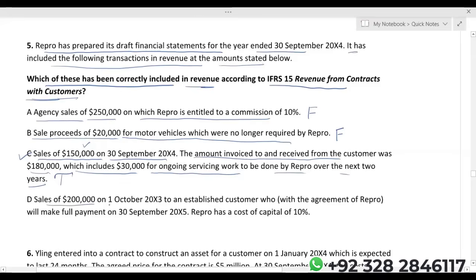Sales of 200,000 on 1st October X3 to an established customer, who, with the agreement of Repro, will make a full payment on 30th September X5. Repro has a cost of capital of 10%. But when will you be getting the payment? You will be paid on 30th September X5. Can I say in that case, you should be recognizing the revenue at its present value, not the value which you will be getting after 2 years.